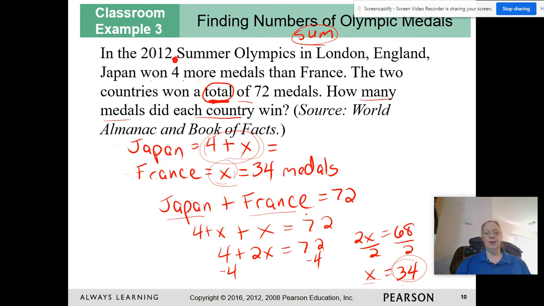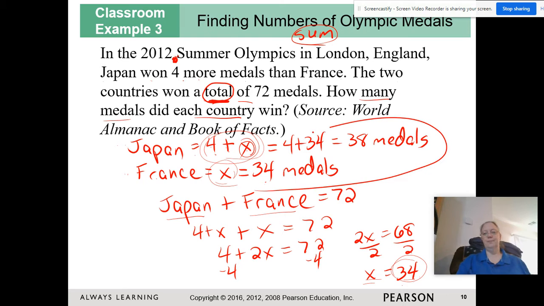We also have to find Japan. Now, I'm not sure why, but some students intuitively know how to get the answer and some students don't. So let me walk you through. Japan is 4 more than France, but we already found out what France was. France was 34. So 4 more than 34 gives us 38 medals for Japan. Okay, so make sure you answer the question that's asked. Don't just get X and then say we're good and stop there.